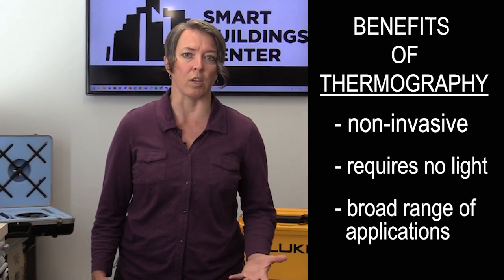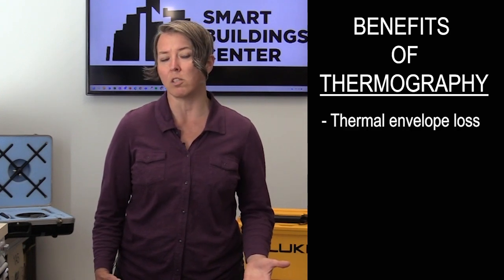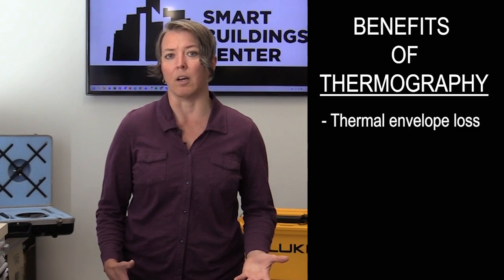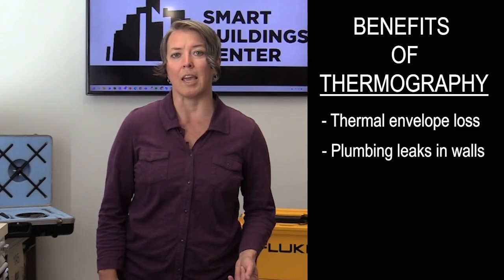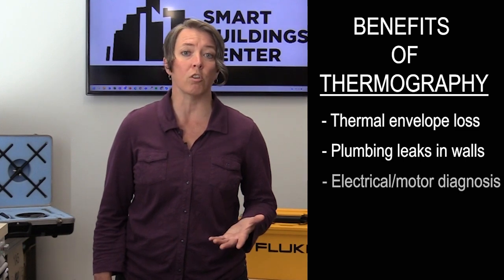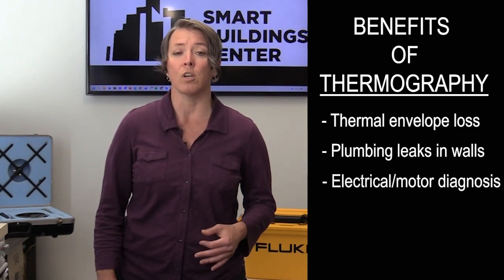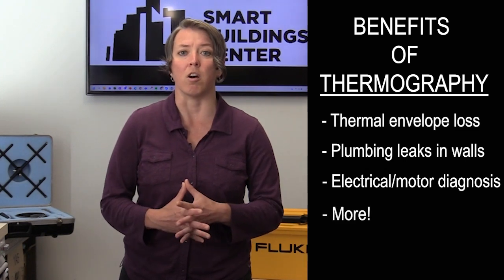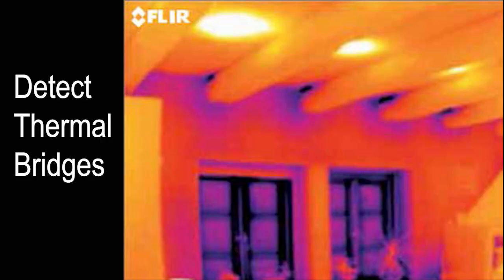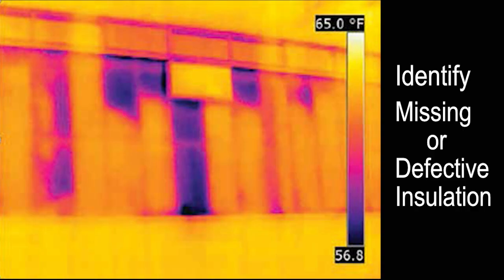Well, we can use it to detect thermal envelope loss. We can look at plumbing leaks in walls. We can use it for electrical issue diagnosis, motors, plumbing, the list goes on and on. For example, with the building envelope, we can look for thermal bridges. That is where materials conduct heat easily from the interior to the exterior. We can identify missing or defective insulation, as you can see in this image here.